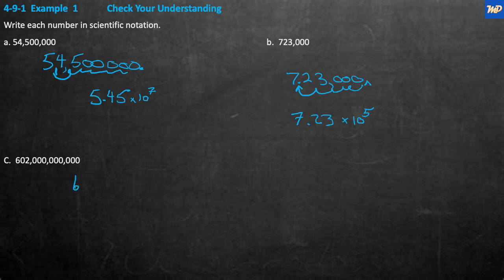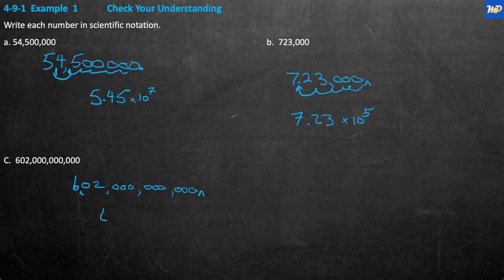Last one here. We have 602, comma, 000, comma, 000, comma, 000, comma, 000. Yep, 3 sets of zeros. The decimal point is right here. So we've got to get it all the way down to here. How do we do it? We do 3, 6, 9, 10, 11.